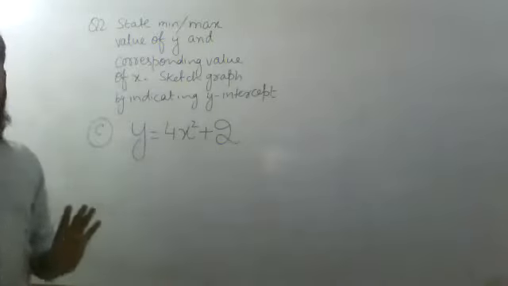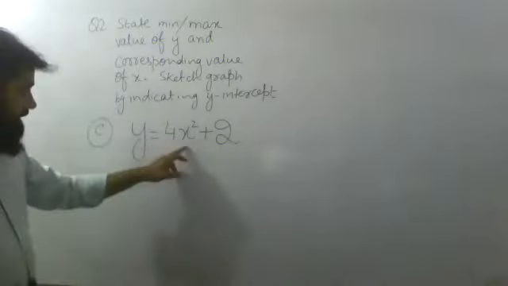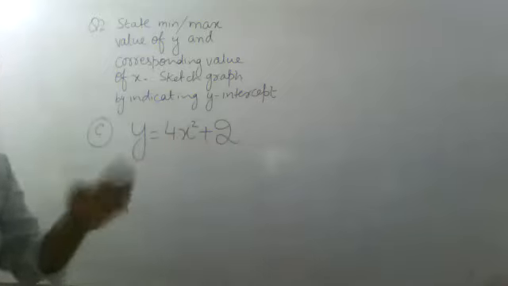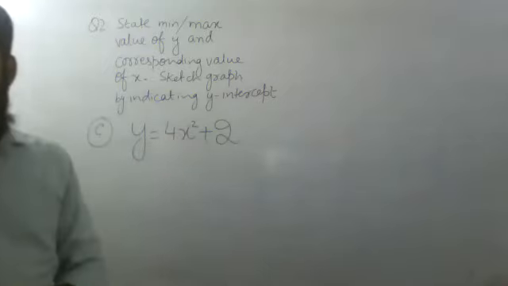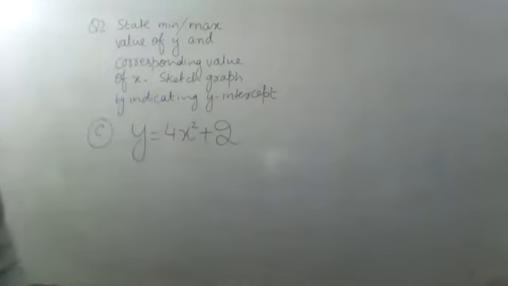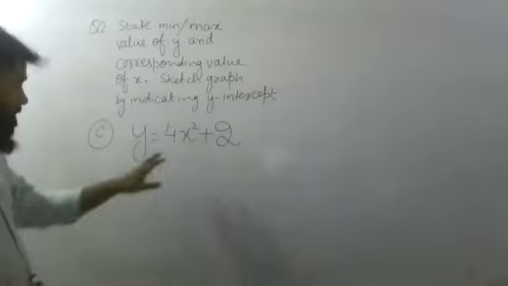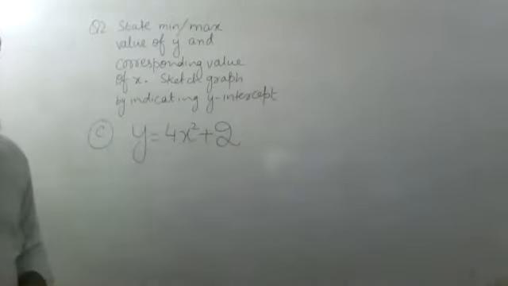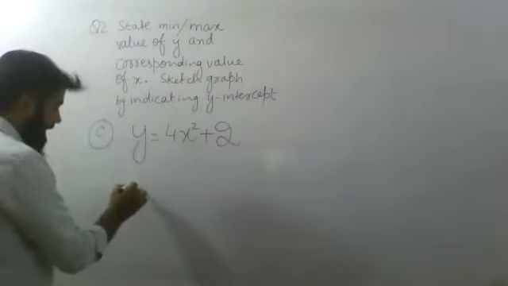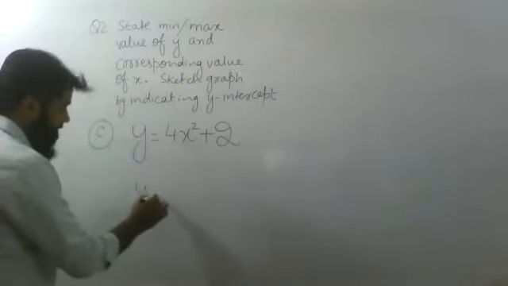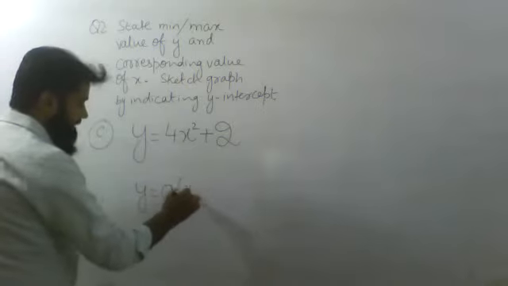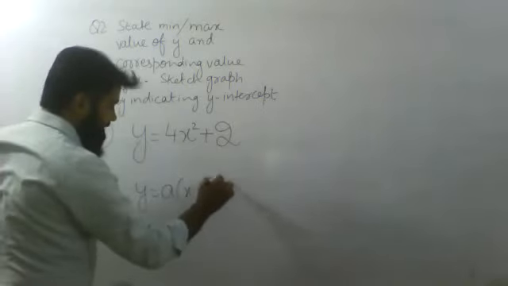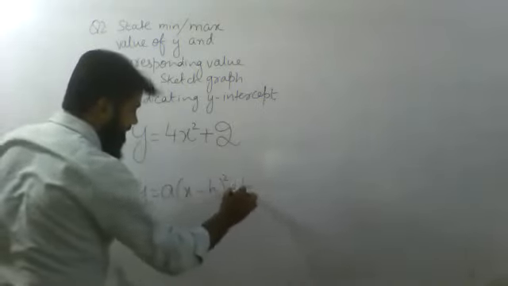And it has a power also. There is only one x term and there is a power also. It means that it is given in completing square form. But we know that the original completing square form is a(x minus h) whole square plus k.